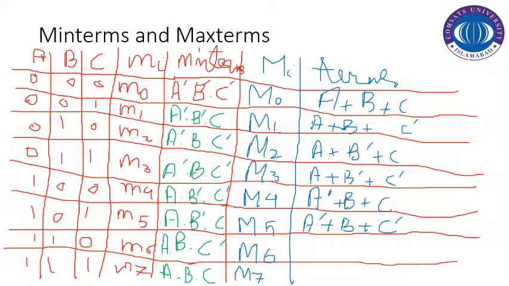For M6, capital M6, that is equal to A prime or B prime or C, and the last term is A prime or B prime or C prime. And you can also associate these terms with respect to De Morgan's theorem. You can verify that. So min terms are always the complement of max terms.